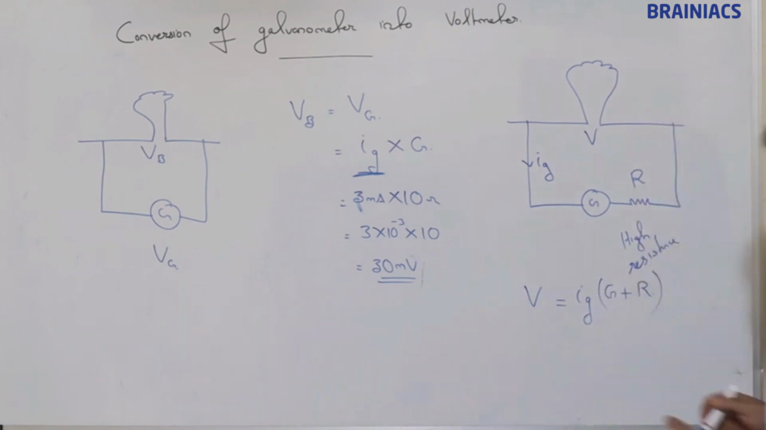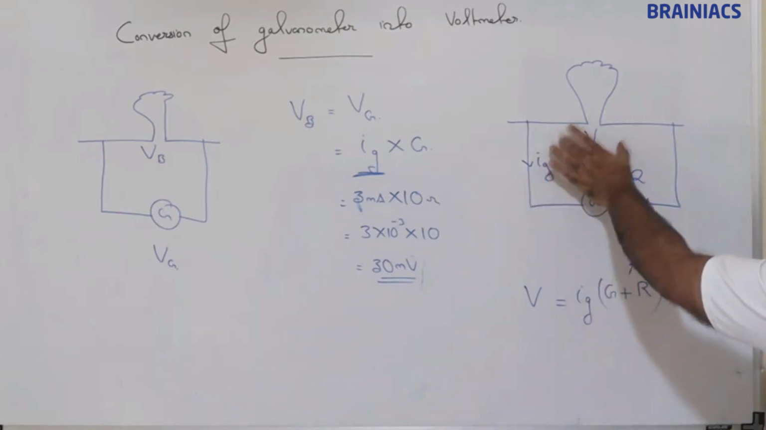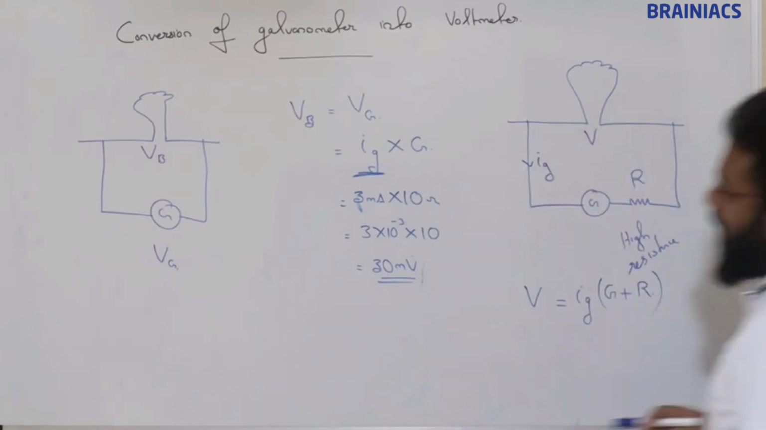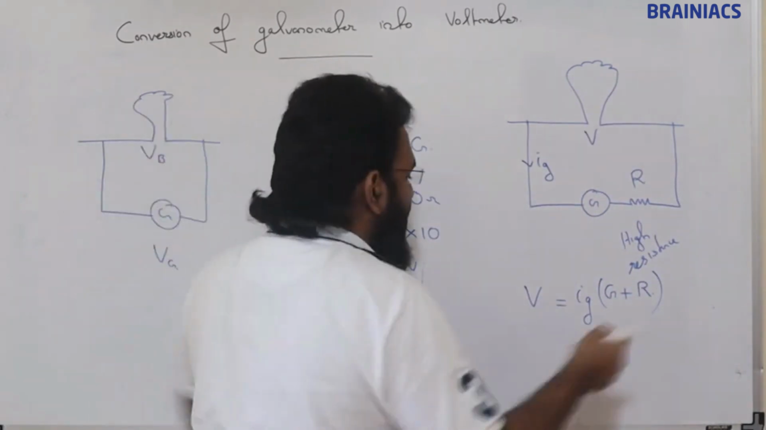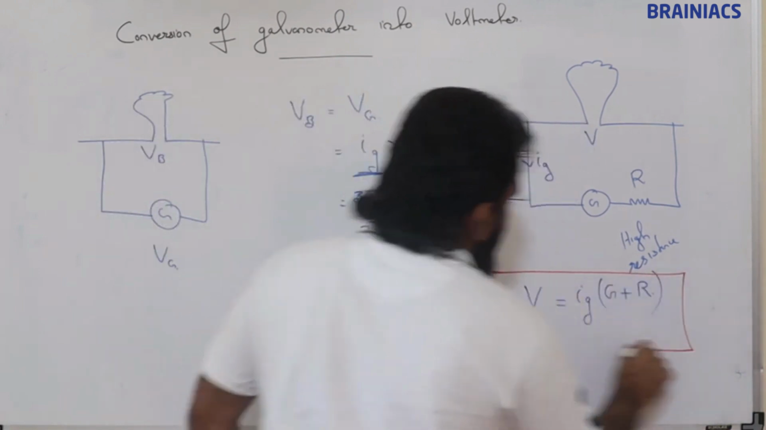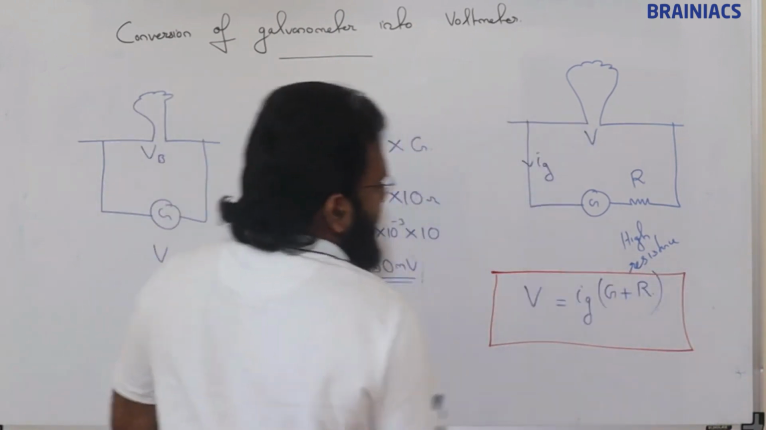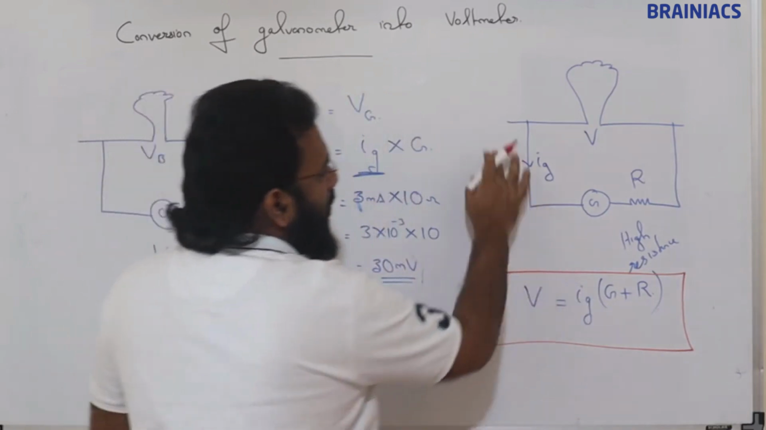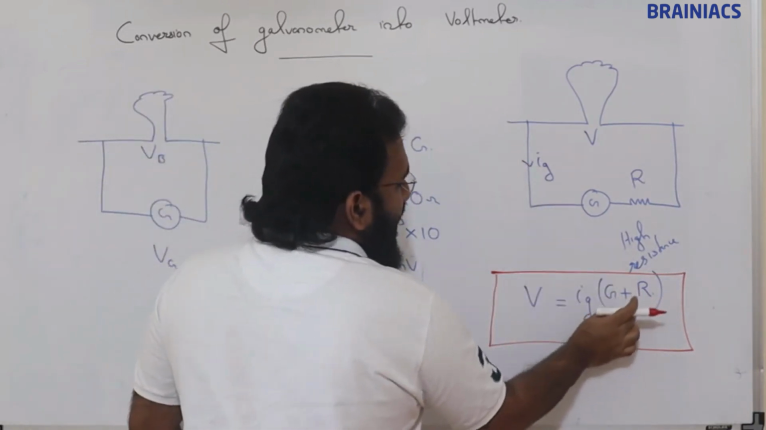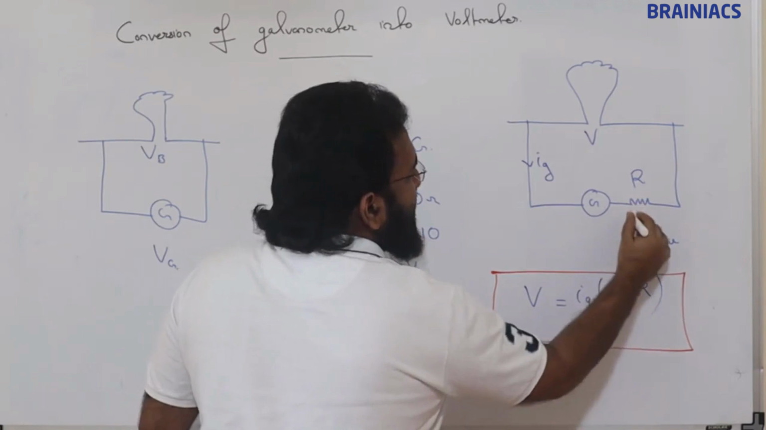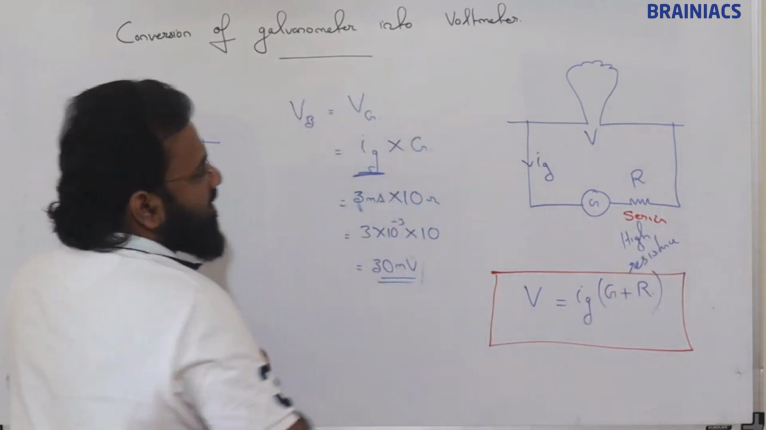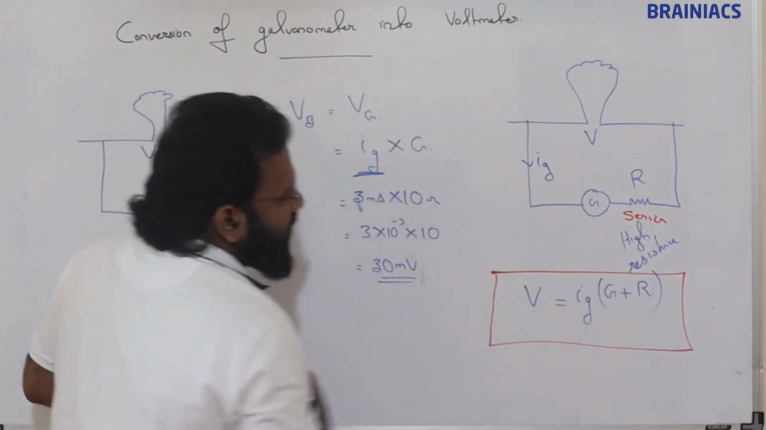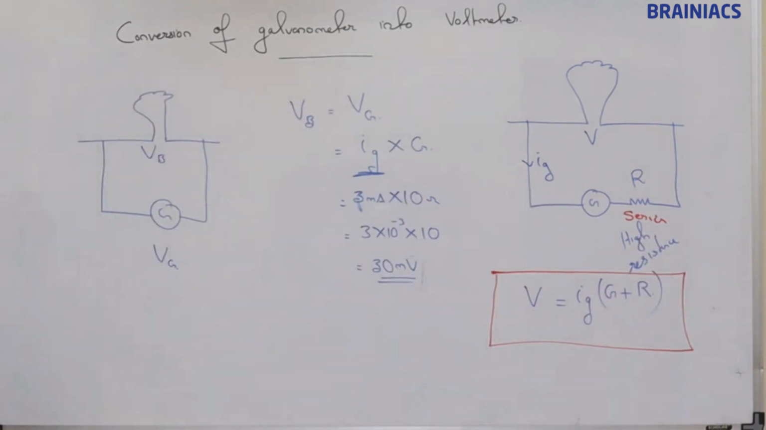We will be able to measure high level of voltage also. Otherwise we won't be able to measure high level of voltage because of this weak point of maximum Ig possible. So voltage is equal to galvanometer current into galvanometer resistance plus the series resistance. This is the series resistance, a high resistance value which is in series with the galvanometer. We will be able to measure enough voltage values. Clear?